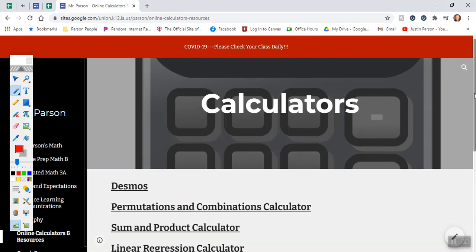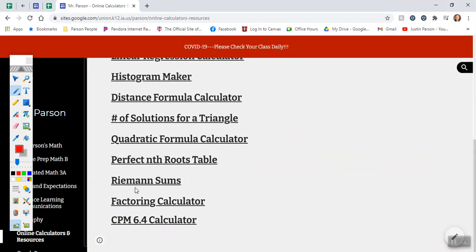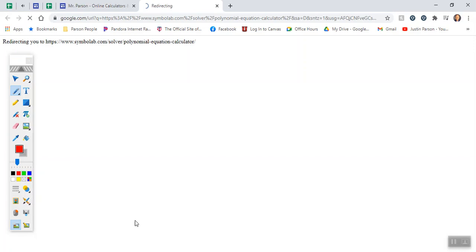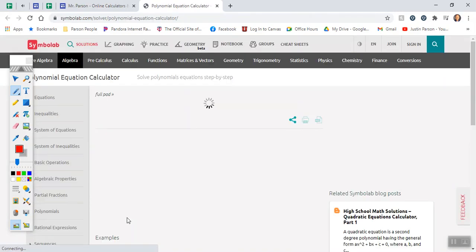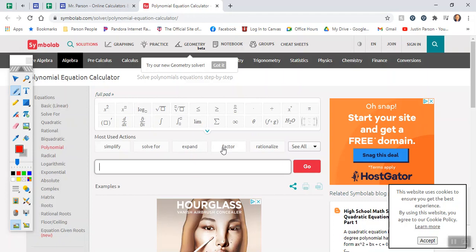See this new link down here that says 6.4 calculator, CPM, College Prep Math 6.4 calculator? It's going to take you here. Do you see these two buttons right up here that say expand and factor, kids? 6.4, yeah. Okay. So what I'm going to do is simply go through and simplify this as best I can. So here's what I need help with, kids.